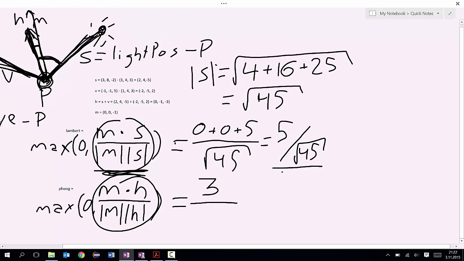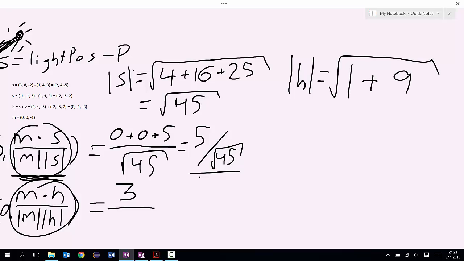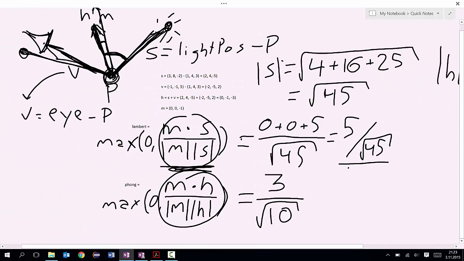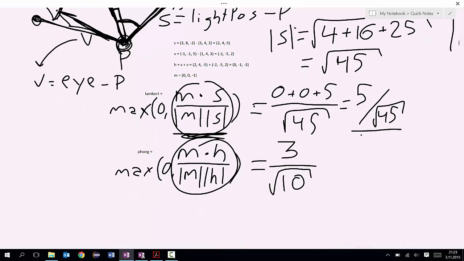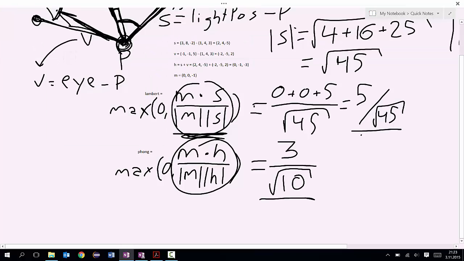So let's move a little bit to the side here and calculate the length of h. The length of h equals square root of 0 plus 1 plus 9, that's the square root of 10. So there we have the length of h, square root of 10. And there's our Fong, or our specular intensity.